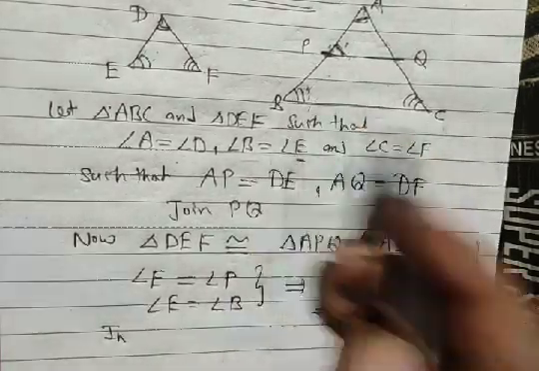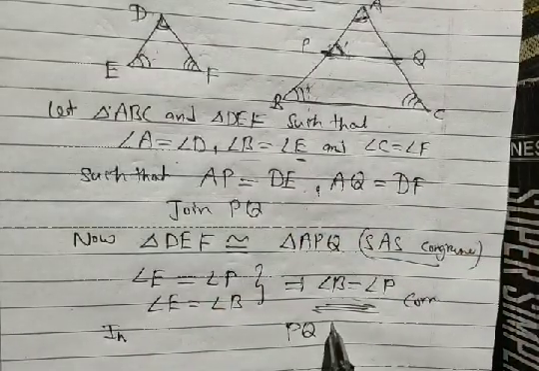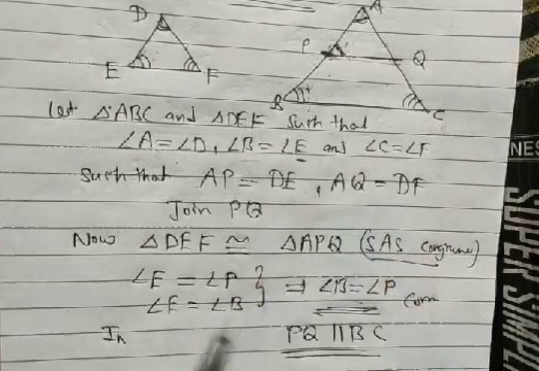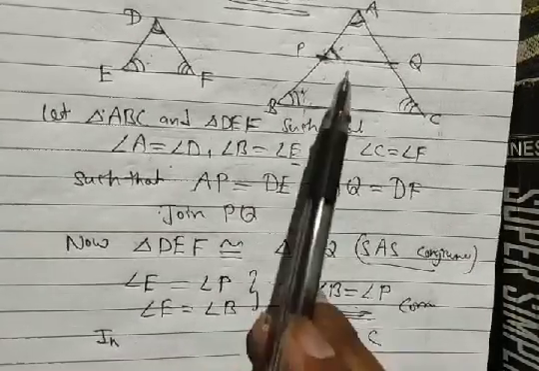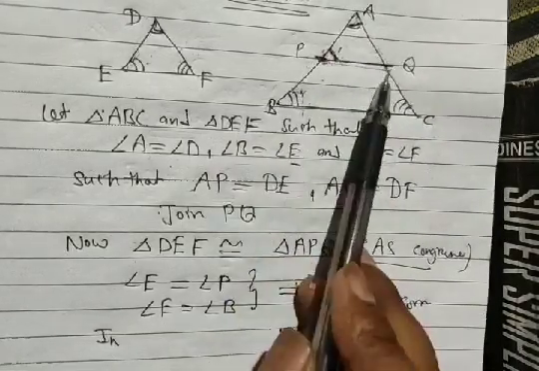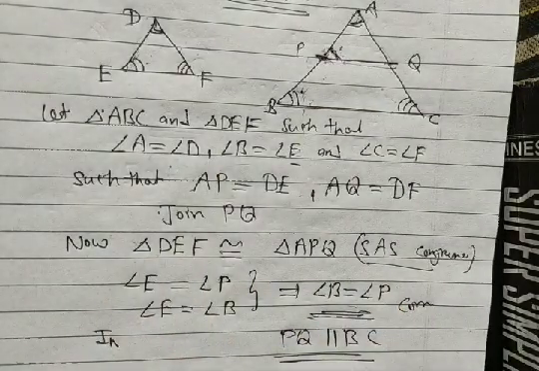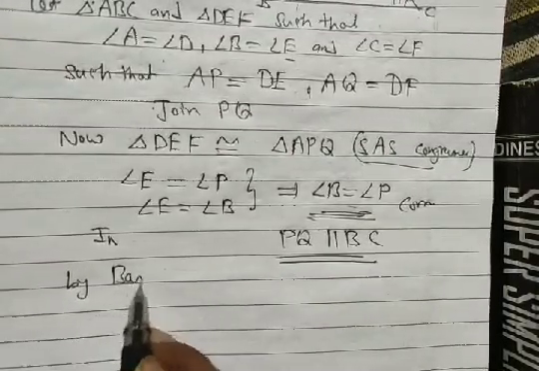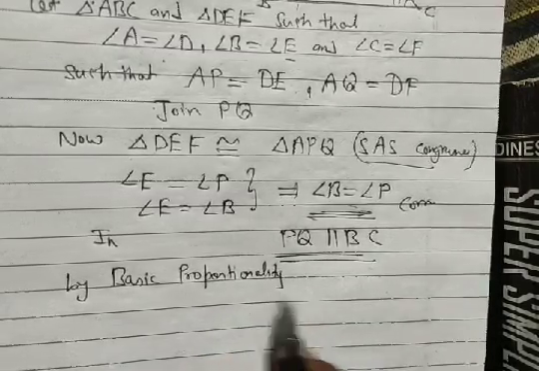Then what about PQ? When the corresponding angles are equal, PQ is parallel to BC. Now look, till now we have shown that PQ is parallel to BC. In triangle ABC, we have a line segment PQ which is parallel to BC, so we are able to apply the basic proportionality theorem.